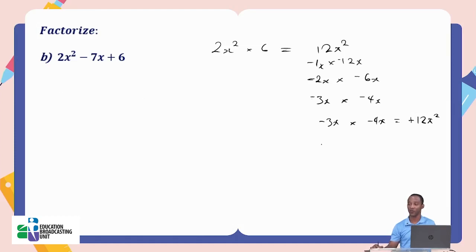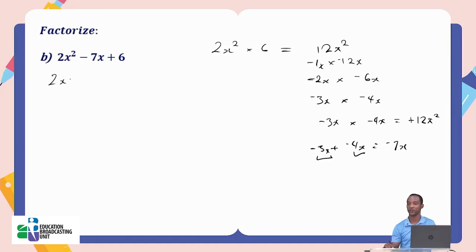Now when we add these, what would we get? Let's look at it. If I have negative 3 and I add it to negative 4, well, there's a rule. The rule is when you're adding two numbers with the same sign, you want to add the 3 to the 4 in this case, and get 7, and you keep the negative sign. So negative 3x plus negative 4x will give us negative 7x. So these are the two factors that we'll use to replace the negative 7x.